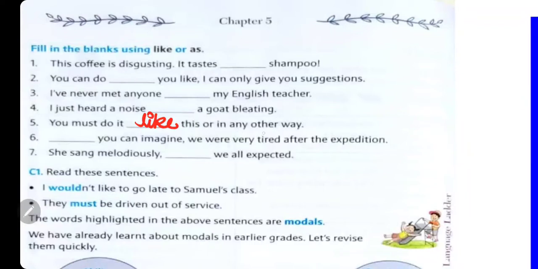Or in any other way. So you must do it like this or in any other way. Like you can imagine, we were very tired after the expedition. She sang melodiously as we all expected. So this is how we have completed this, right?